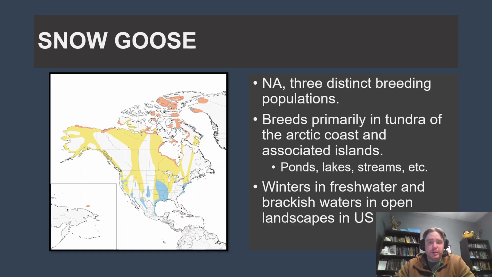They breed primarily in the tundra of the Arctic coast and also on the various islands within the region of the Arctic, on ponds, lakes, and streams of those islands. And they winter in freshwater and brackish waters throughout the U.S. and down into Mexico.